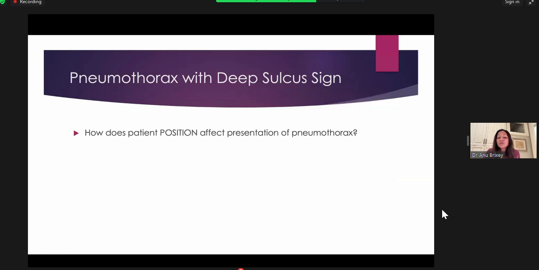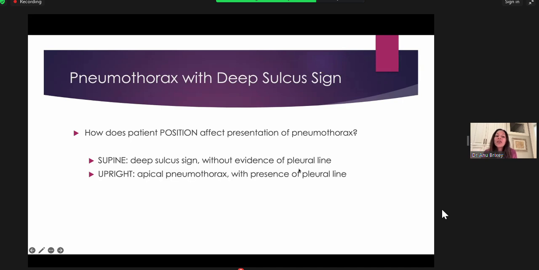So how does patient position affect the presentation of pneumothorax? This is why it's important to know whether it's supine or upright. When you have a supine radiograph, you're going to look for the deep sulcus sign for a pneumothorax, and you're not going to see that classic pleural line that you see in the lung apex. In an upright radiograph, you'll look for an apical pneumothorax, and you'll see that pleural line along the top that indicates that the lung is partially collapsed. So being able to appreciate whether it's supine or upright is very important.